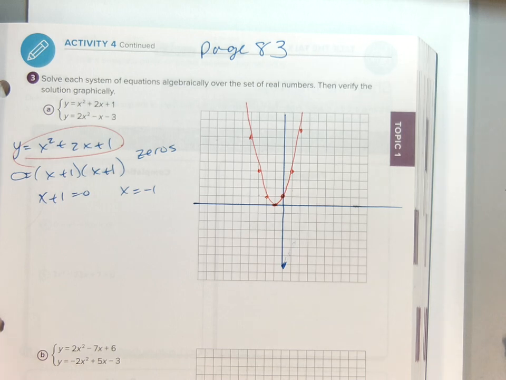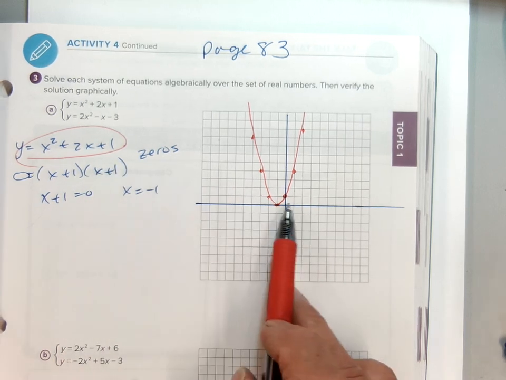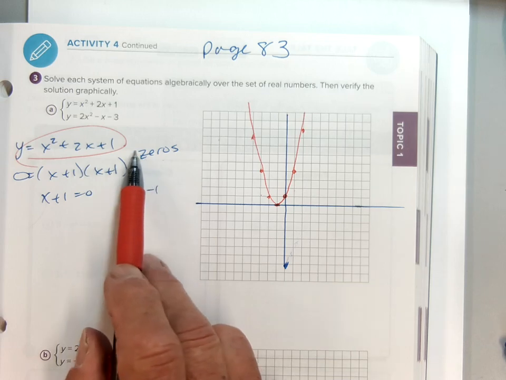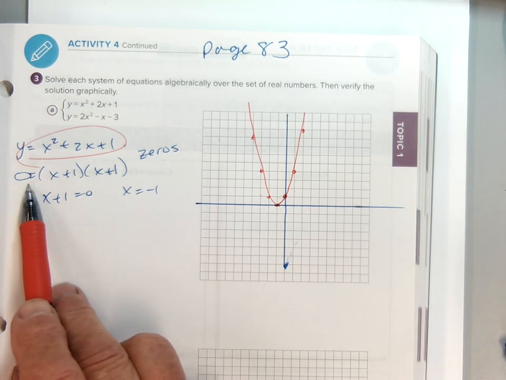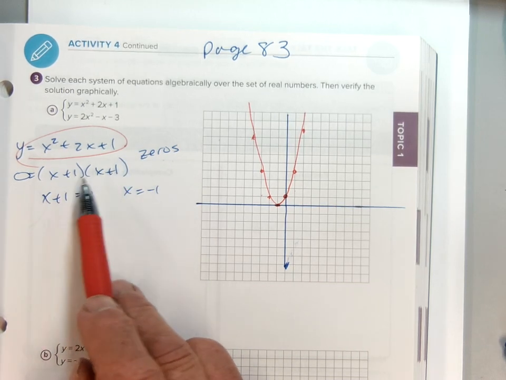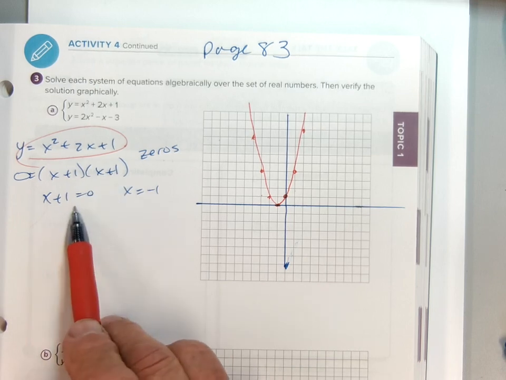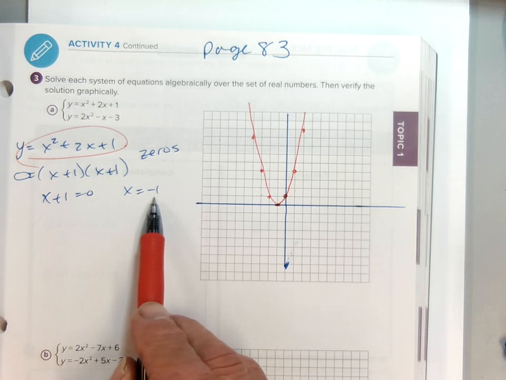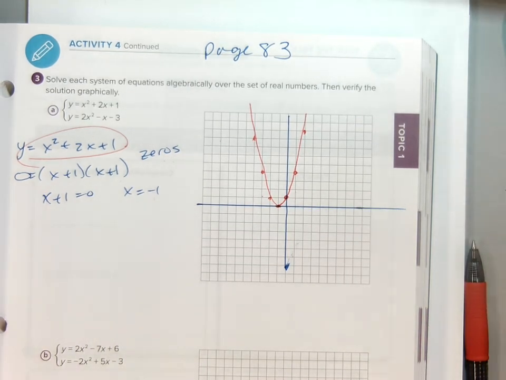Give you a second to get caught up. So that's my first graph. I knew it had a y-intercept at 1, so I put a point at 1. I knew that if I wanted to find zeros, I could set it equal to 0 and factor it. It's got to be x plus 1, x plus 1. So x equals negative 1 twice, which tells me that that's got to be my vertex.